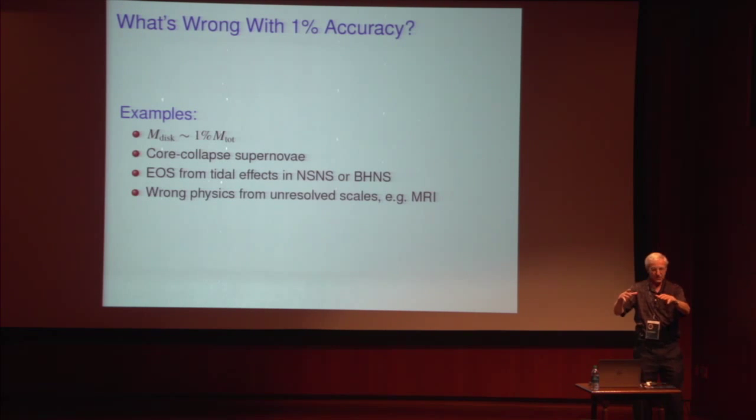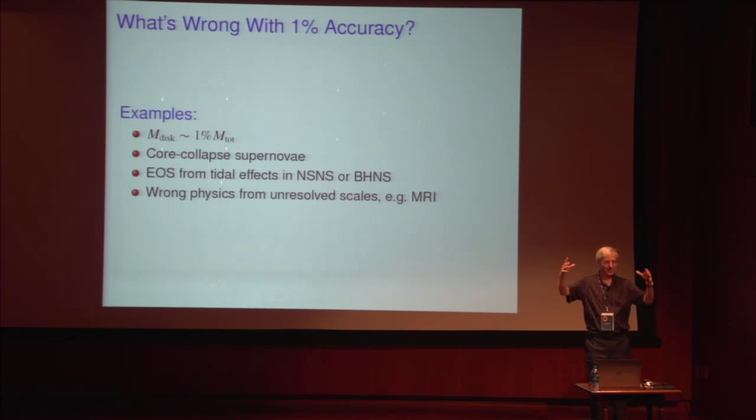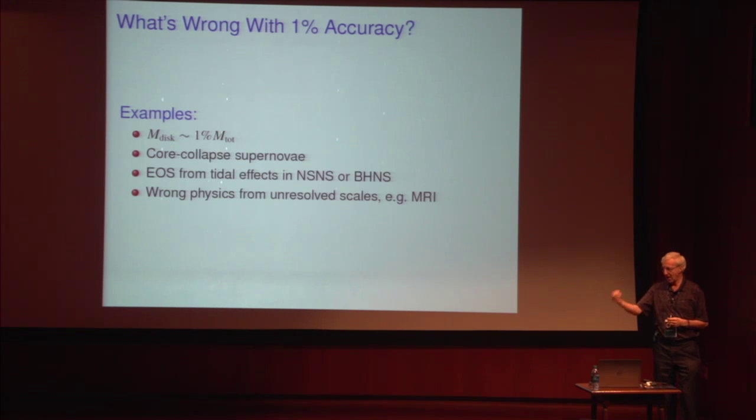Well, the mass of the disk that's left behind is a few percent of the initial mass of the neutron star. If your overall accuracy is only 1%, then your error in the properties of the disk is 100%. You can't say anything about what the disk is really doing. Now, it's not quite as bad as I make out, but you get the sense, right, that if the phenomenon you're interested in is a small part of the overall picture, you need high accuracy to resolve that particular phenomenon.